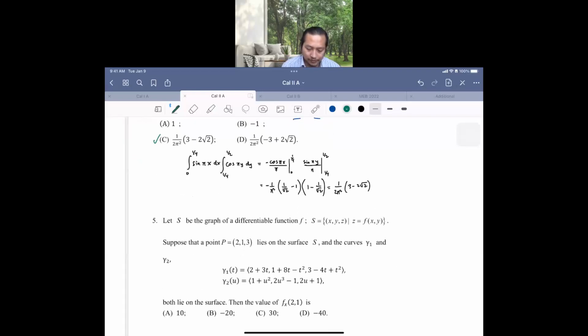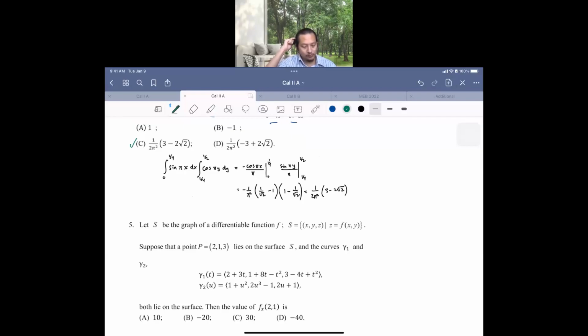Okay, let's move on to number 5. What is number 5? You have a function f, and S is made up from z, the surface z. There's a point on the surface, and it also has a curve. I hope you understand the point in this question. You have two curves on the surface S, and it's asking for the partial derivative of x. You should remember the definition of partial derivative.